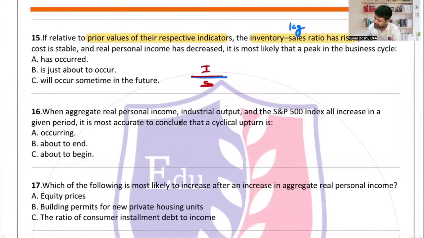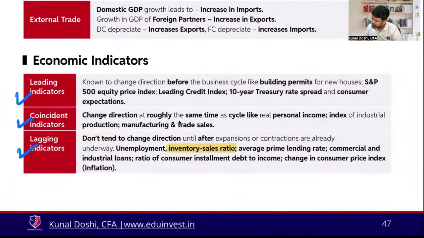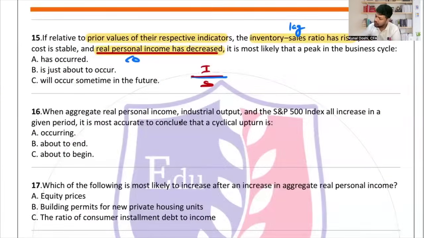Unit labor cost is stable and real personal income has decreased. Guys, what is real personal income? What type of indicator is it? Can someone tell me? That's a coincident indicator. Coincident. Yes, check out in the notes here. Real personal income is coincident, at the same time as the business cycle. Okay. Now, it is most likely that a peak in the business cycle has occurred, is about to occur, or will occur in some time.